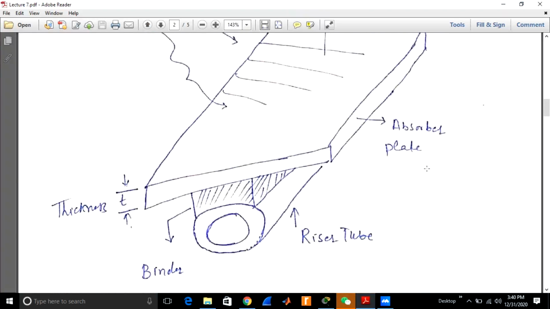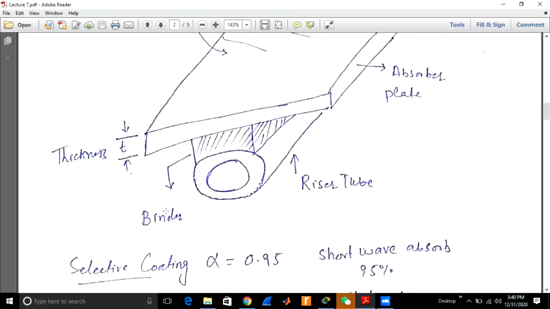This is the absorber plate which absorbs the radiation energy, and this is the riser tube in which the fluid will flow. The riser tube and the absorber plate are bound to each other by a binder. This is called the binder. And the thickness of the plate is T.